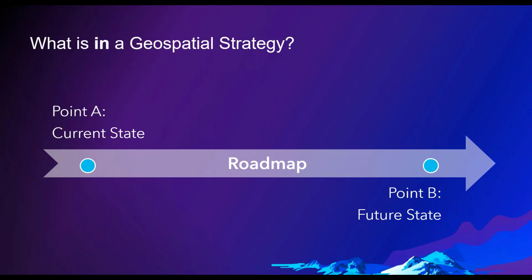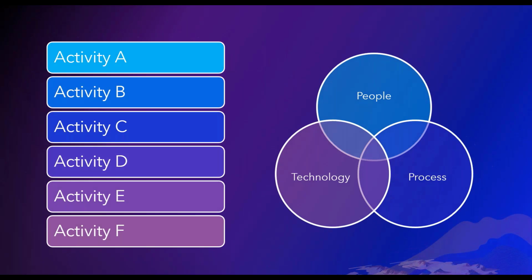Now, how do we get the contents of this burger in there, and in what order do they need to be put in so that you have an awesome burger? Think of the meat and toppings as activities. What order do they need to happen in order to reach your desired future state? So let's focus on that meat, or the contents of our roadmap. How do we get from point A to point B?